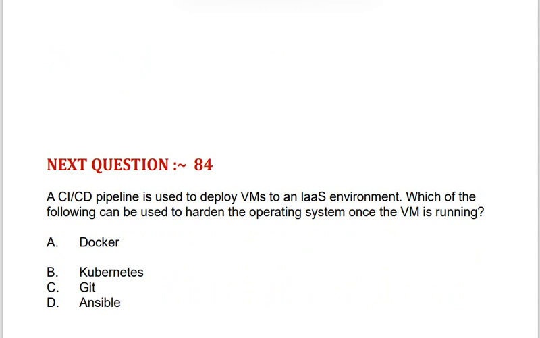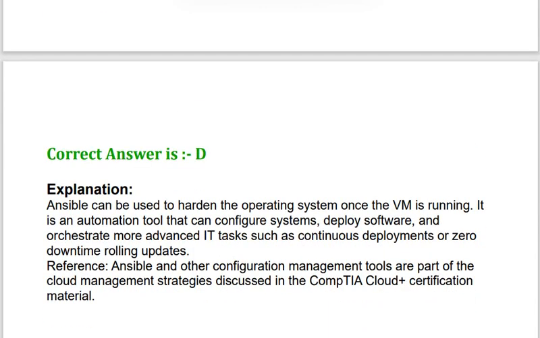Question is, a CI/CD pipeline is used to deploy VMs to an IaaS environment. Which of the following can be used to harden the operating system once the VM is running? Option A, Docker. Option B, Kubernetes. Option C, Git. Option D, Ansible. Correct answer is option D.